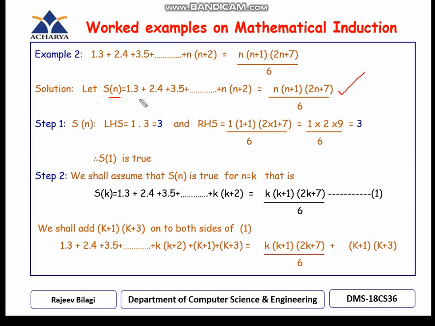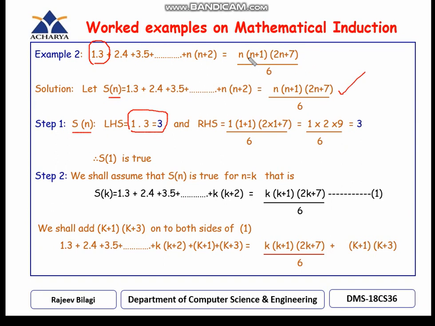I have to prove for n equal to 1, then I will assume n equal to k, then I will prove n equal to k plus 1. So let the basic step be S of 1. Now I want to prove S of 1. When I take S of 1, there is only the first element, that is 1 into 3, which is 3. So the LHS part I am going to get as 3.